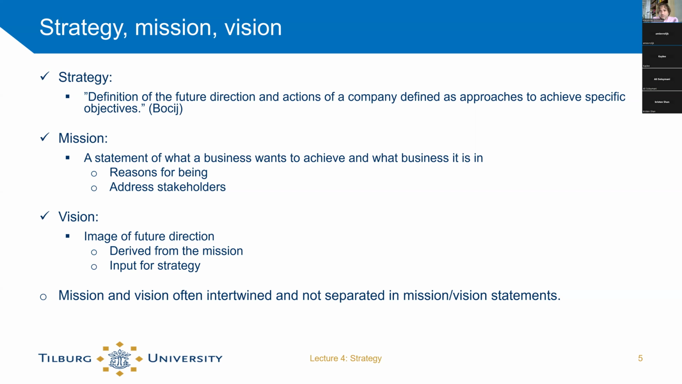So a strategy, this is on the slide here, is pretty concrete. It's a definition of the future direction and actions of a company, defined as approaches to achieving specific objectives. Usually strategies for organizations are formulated every 5-6 years or so. It depends on the innovativeness and stability of the environment and what type of organization you are. But let's say every 5 years or so, they develop a new strategy: this is what we'll focus on in the coming years, our future objectives and ways to achieve those objectives. Then the mission and vision of the organization is really what defines an organization.